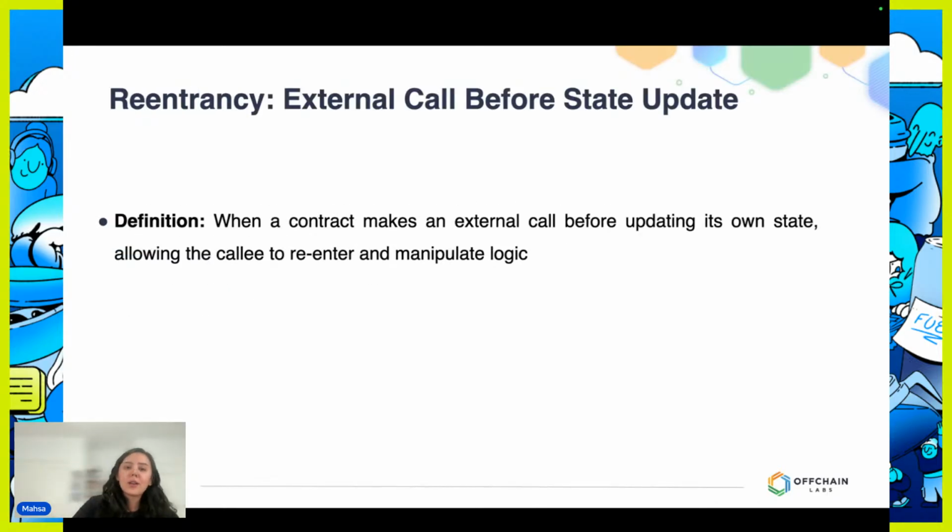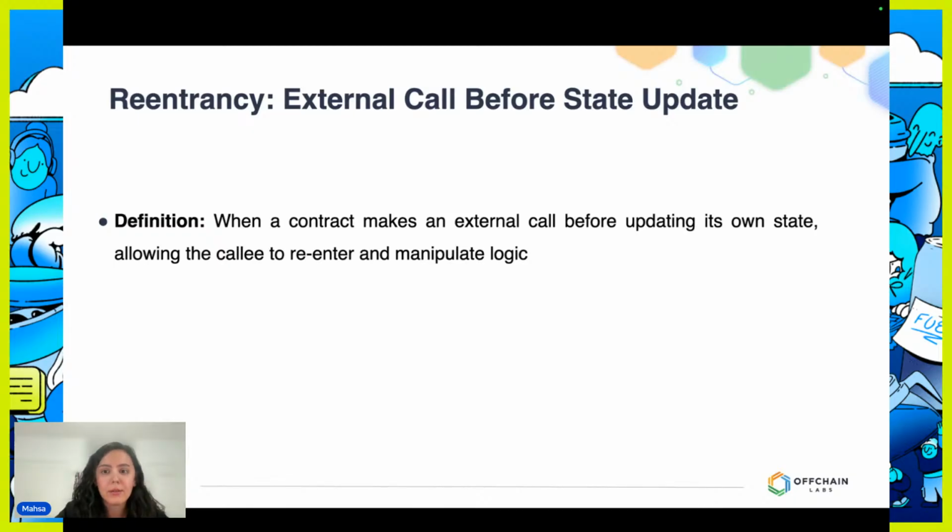All right, so let's talk about reentrancy first. Reentrancy is when a contract makes an external call before updating its own state. In this case, if the callee contract is malicious and controlled by the attacker, it can call back to the victim contract. Because the victim contract hasn't updated its state yet, it's basically working with outdated information. So it can run any malicious logic it wants, and it can repeat things.